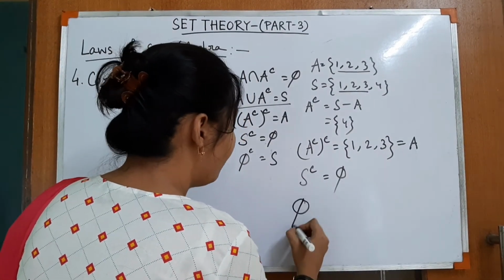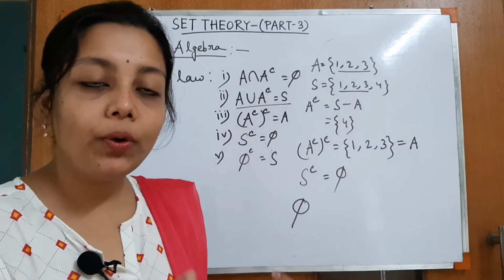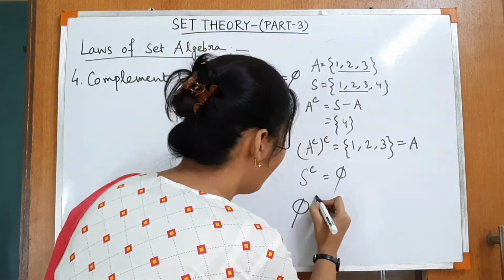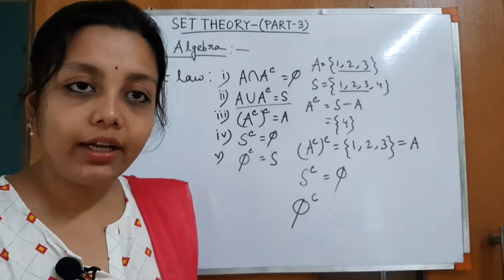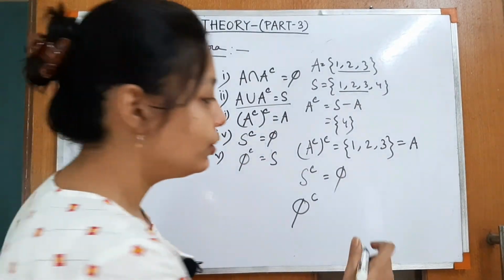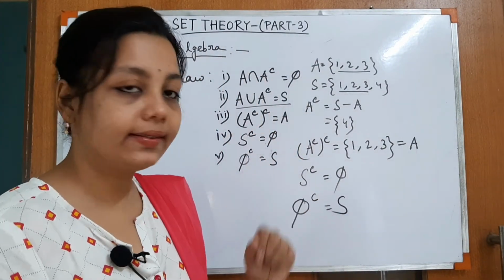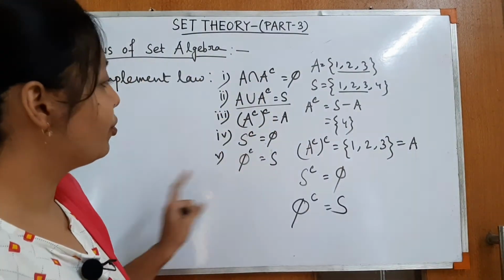And phi complement: phi means a set which does not contain any element. So phi complement means a set which contains every element. So phi complement always gives this universal set S. Okay, so note down this whole portion.